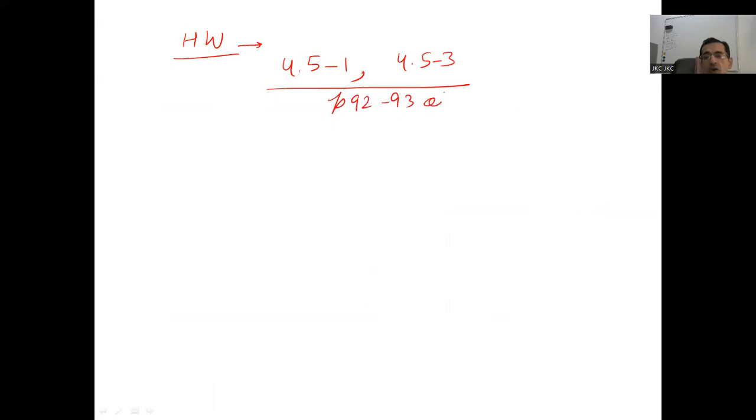Now I'll be winding up, and my connection is very unstable. I'm giving you some homework to try, and you must try questions 4.5-1 and 4.5-3 on pages 92 and 93 of the CLRS 3rd edition, which have certain problems to be solved. Plus, also read problem 4-5 on page 109 of the 3rd edition.